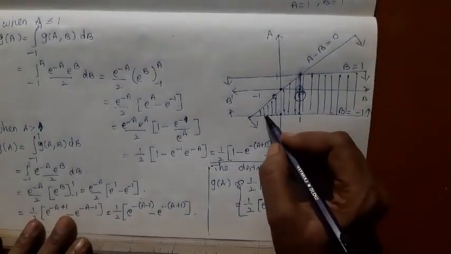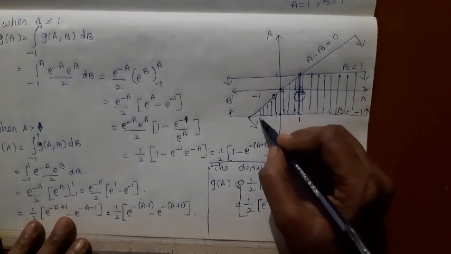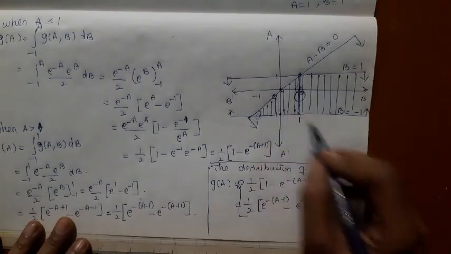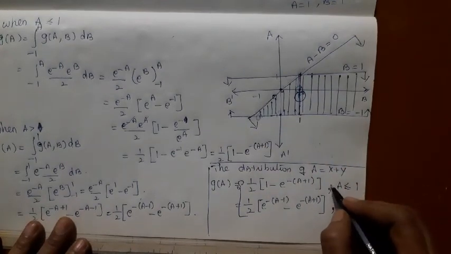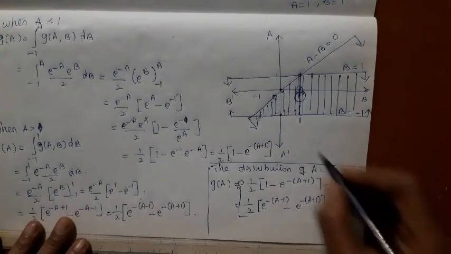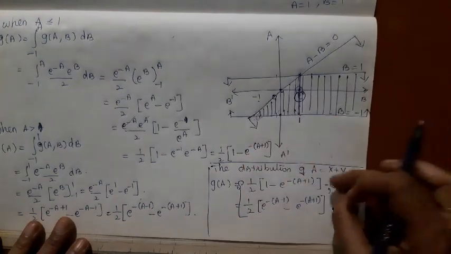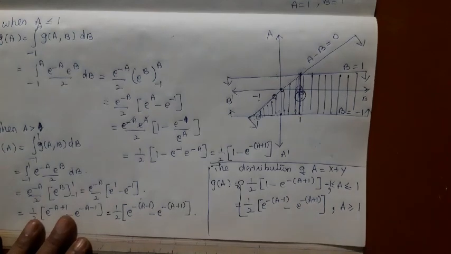And here again, see this region stops at minus 1. So you can say minus 1 to plus 1. The region for A is from minus 1 to plus 1. The graph says it is from minus 1 to plus 1. This is the function. And when A is greater than 1, this is the function.